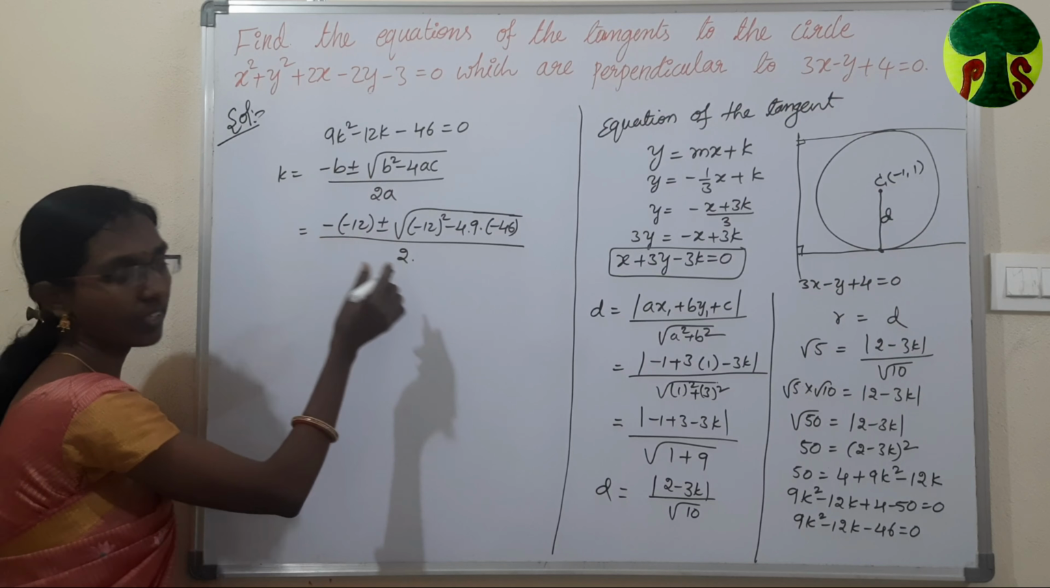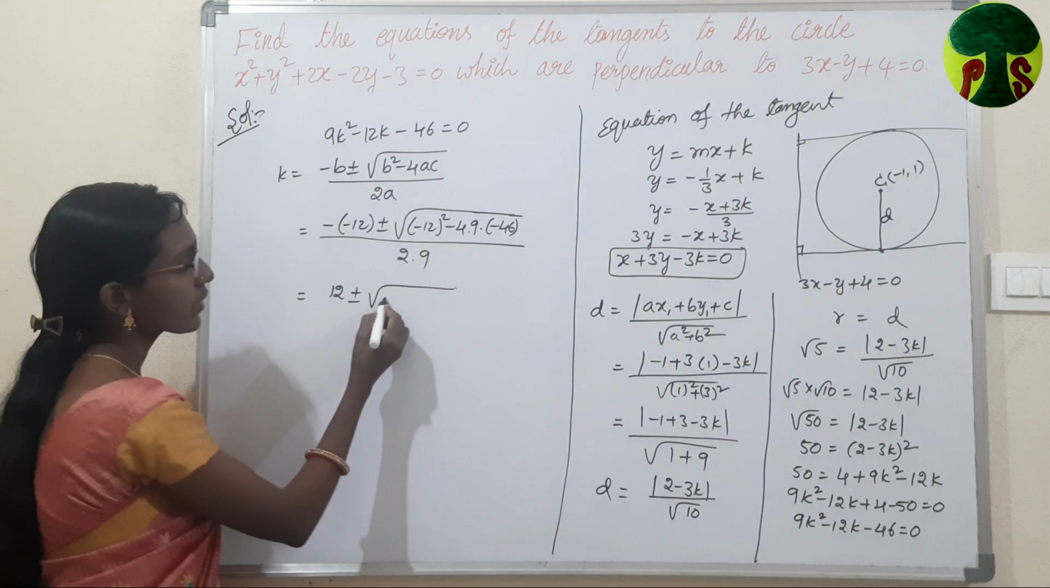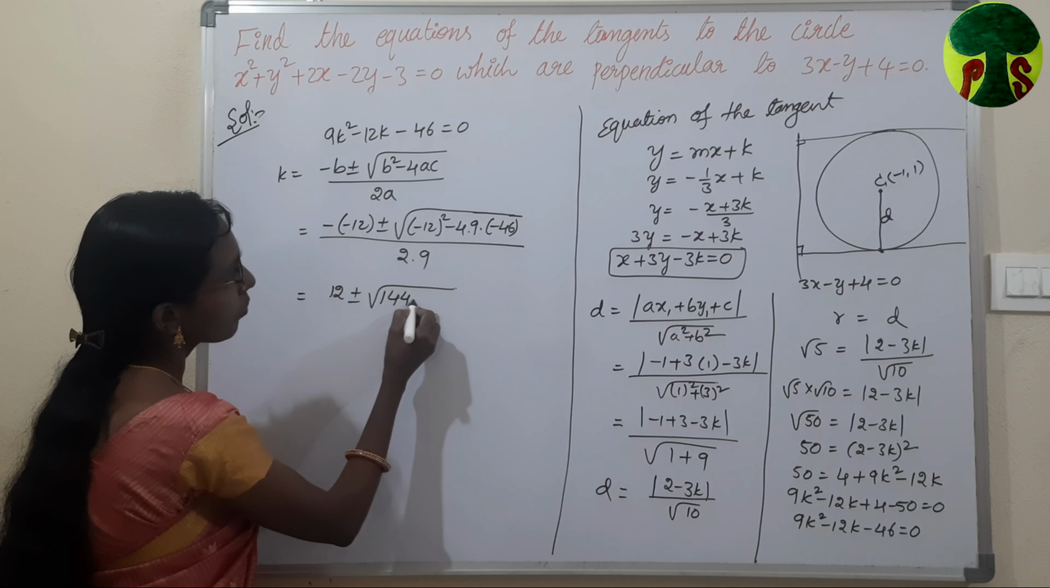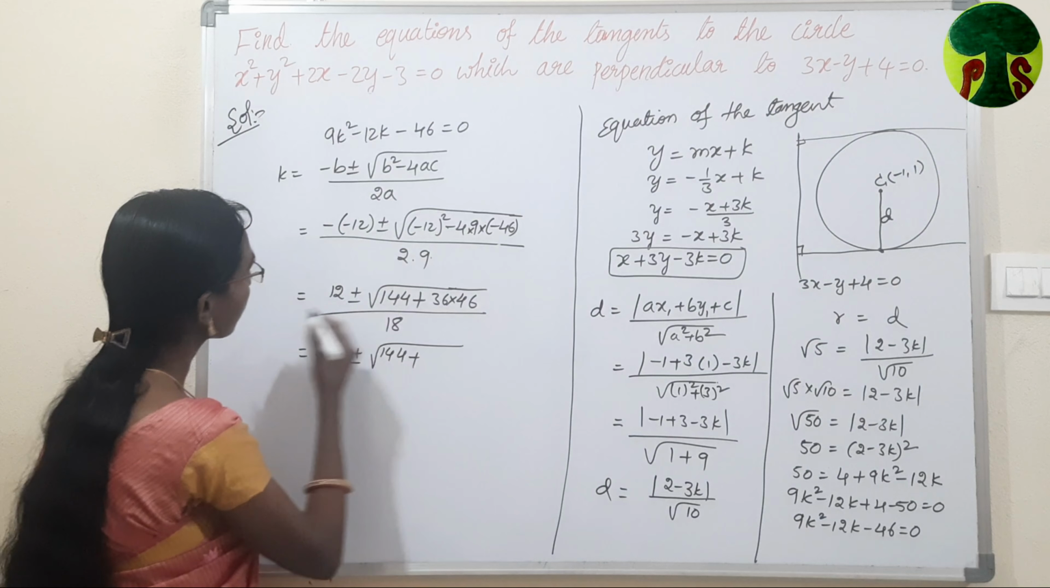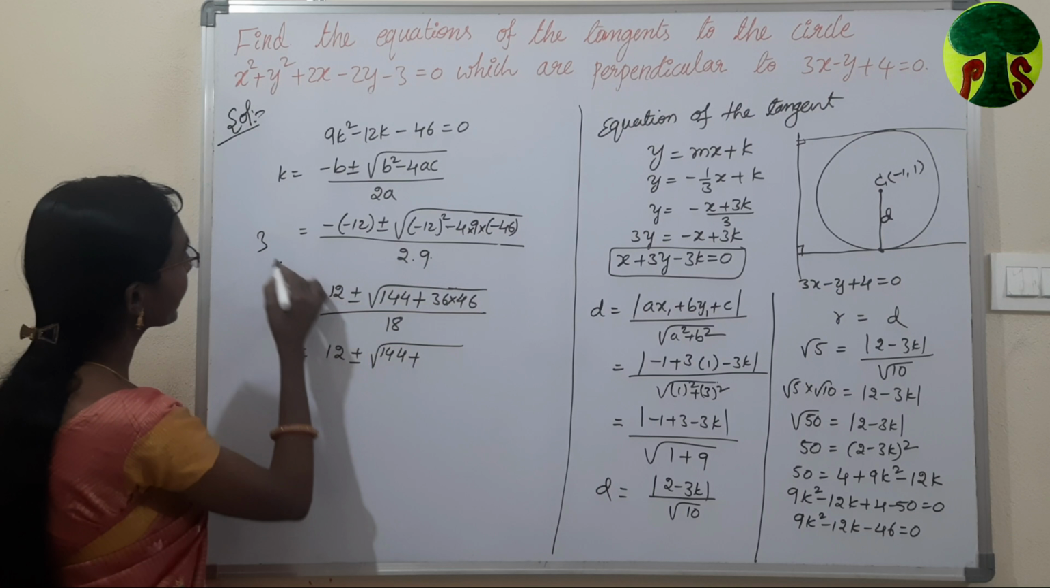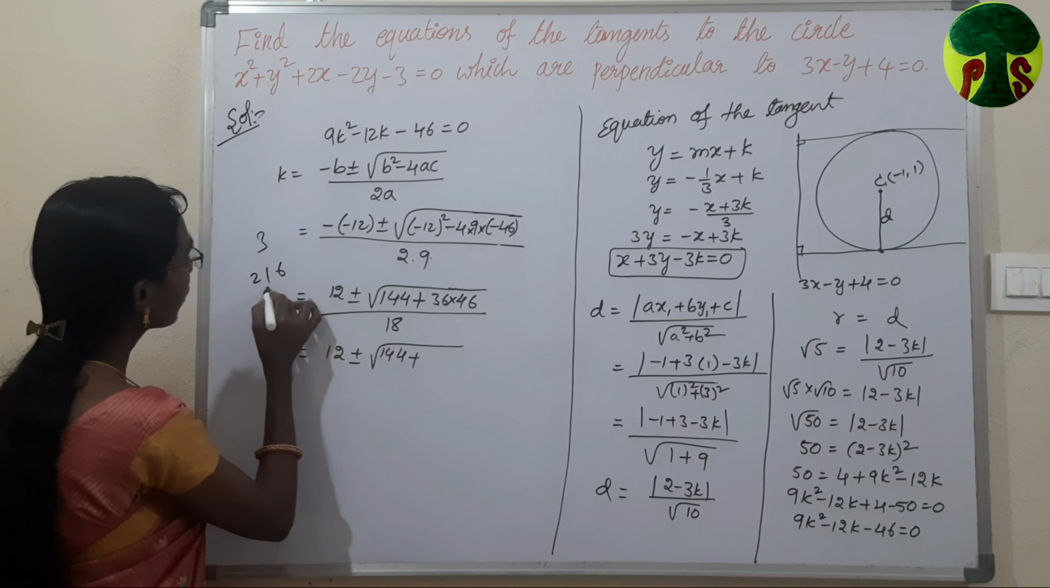So which is equal to minus into minus plus 12 plus or minus square root of minus 12 whole square is plus 144 minus 4 into 9 is 36. Minus into minus plus 36 into 46, divided by 9 into 2 is 18, is equal to 12 plus or minus square root of 144 plus we have to multiply 36 and 46. 6 6s are 36. 6 3s are 18, 18 plus 3 is 21. 4 6s are 24. 2 4 3s are 12, 12 plus 3 is 15.